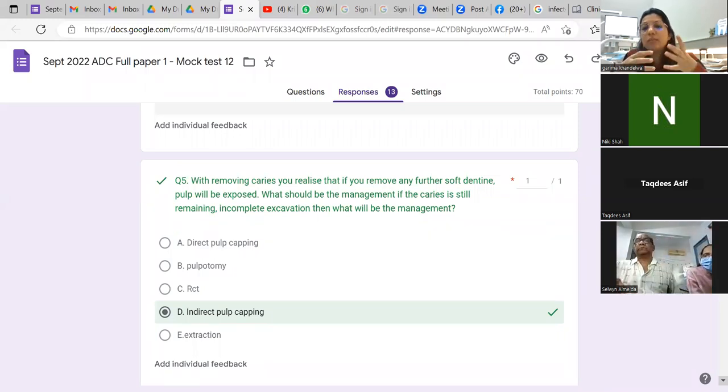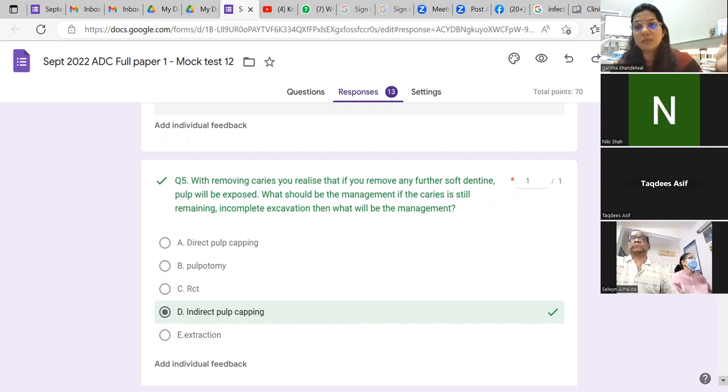So basically, you can't remove the entire caries because you think you'll expose the pulp. Why don't you want to expose the pulp? In the question, the pulp is healthy. It's just reversible pulpitis and there is no pain. So basically, the pulp is healthy. You don't want to expose it because in a permanent tooth, if you expose the pulp, you'll end up doing a pulpotomy. You cannot do direct pulp capping because it would be a caries exposure.